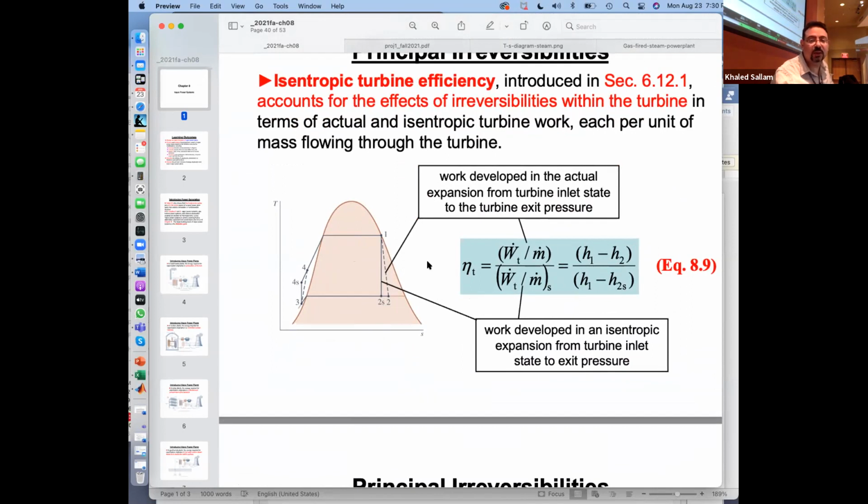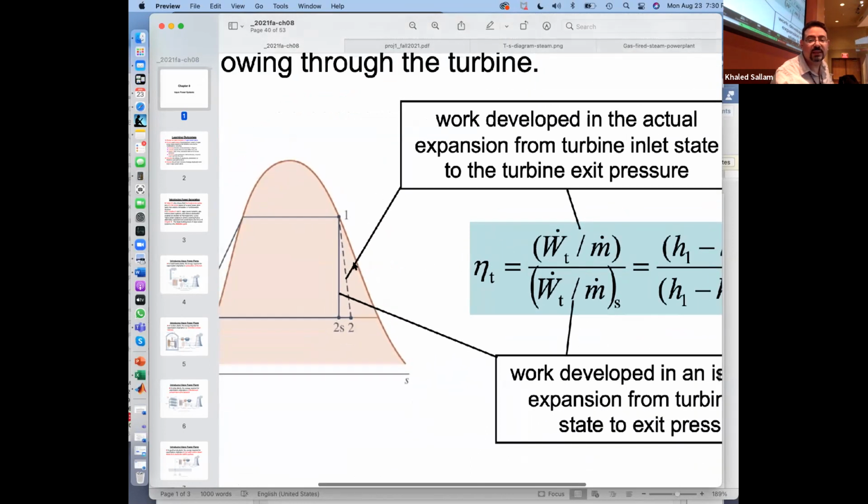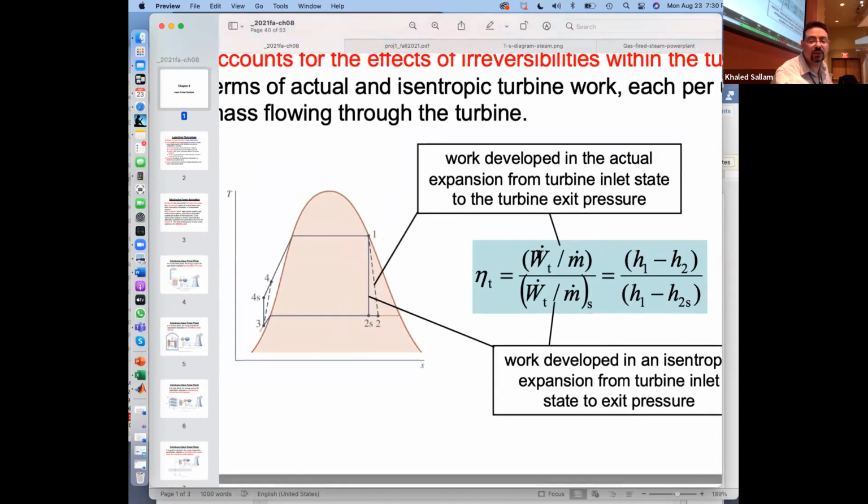So it's what? It's actual work over ideal work. Efficiency is always small over big. That's why it's like 90%, 85%. So who is smaller? The actual work, H1 minus H2. And who's bigger? The ideal work, H1 minus H2S. That's why eta turbine is H1 minus H2, the actual small, divided over the bigger, H1 minus H2S.